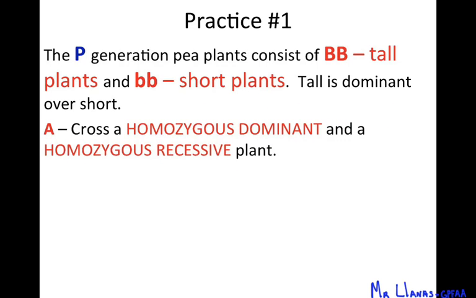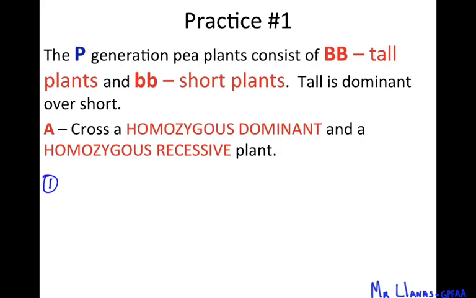Okay, the P generation, so that means the parental generation of pea plants, consists of big B, tall plants, and little b, short plants. So in the parental generation, you either have a tall plant or a short plant, and they're both homozygous. One dominant, one recessive. Okay. Tall is dominant over short. And the problem says cross a homozygous dominant and a homozygous recessive plant. So let's go through our steps and we'll set up the problem.